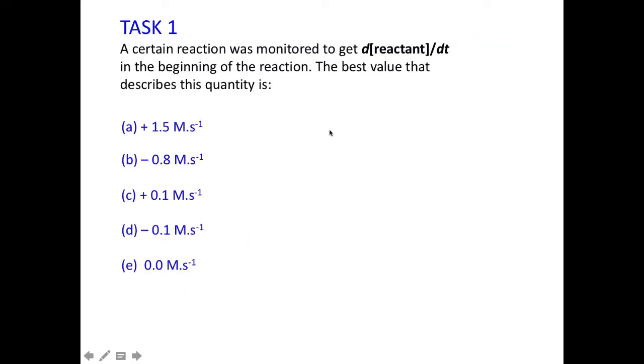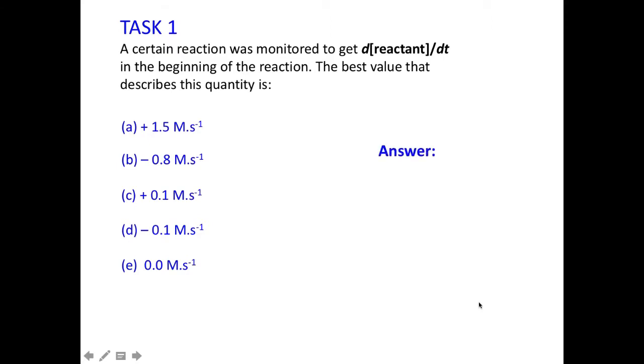Let's do now a task. Task 1 is a very simple task. A certain reaction was monitored to get the instantaneous rate of decomposition of the reactant, so the concentration of reactant over dt in the very beginning of the reaction. Which of these options would be the best value that describes this quantity? You can now stop, think about it, and then play again to see the answer.